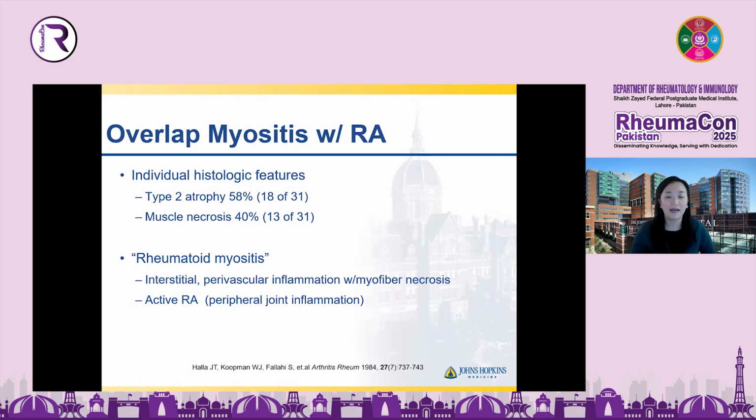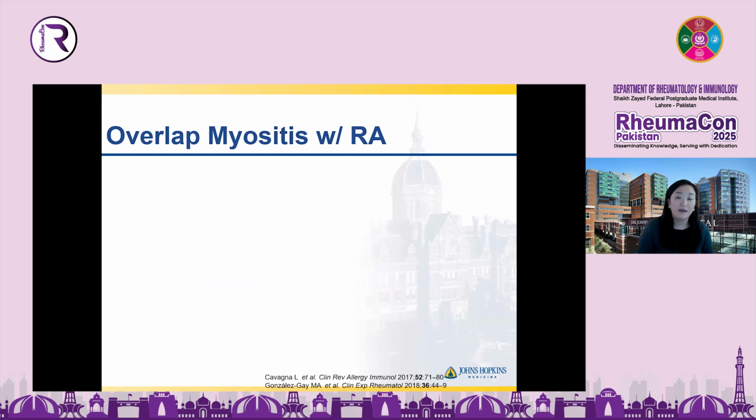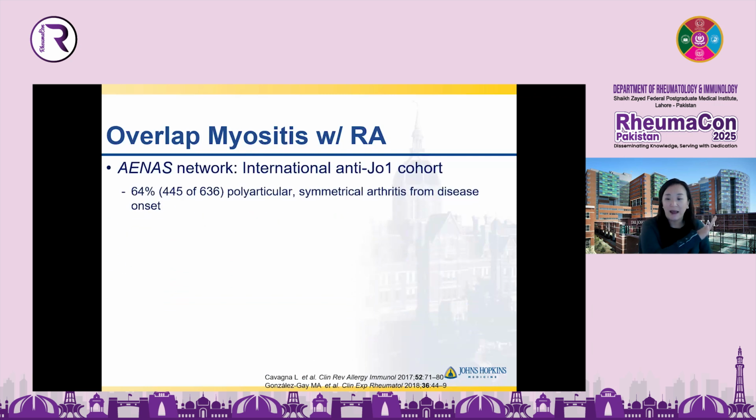In their paper, they describe rheumatoid myositis, quote unquote, as having perivascular inflammation with myofibril necrosis. I would love to go back to this paper and look at these muscle biopsies again, because I really wonder if these patients mostly had a necrotizing myopathy. But now, that is the past in the 80s.